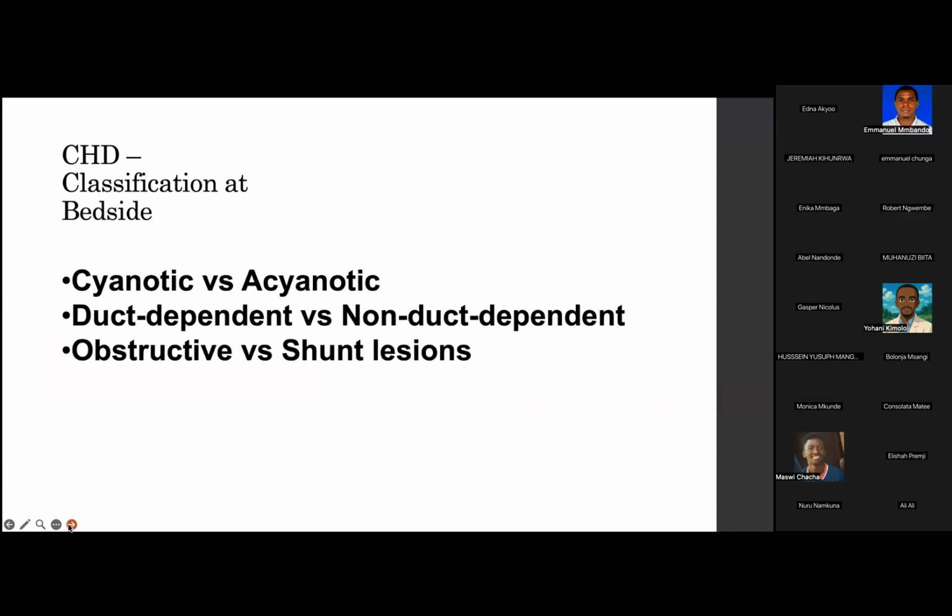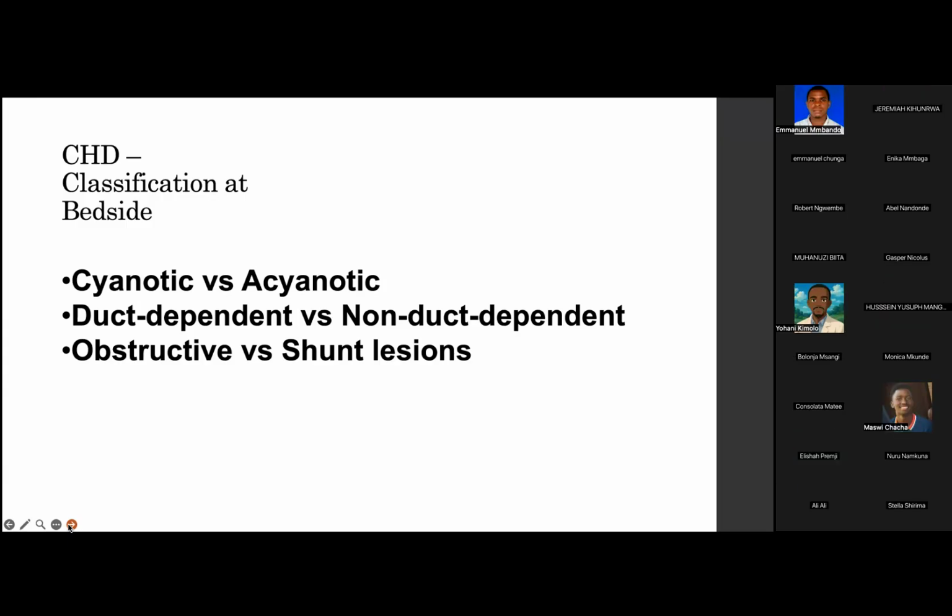Now, when it comes to the classification, the classification is quite simple. It's either cyanotic versus acyanotic, blue baby versus not a blue baby. Then there is ductal dependent. The ductus that Dr. Wendy talked about is important because that is the one which bypasses the blood and allows blood to go to the systemic circulation and also oxygenation to take place, depending on whether it is a pulmonary lesion or a systemic lesion. And then there is obstructive versus shunt lesions as well.